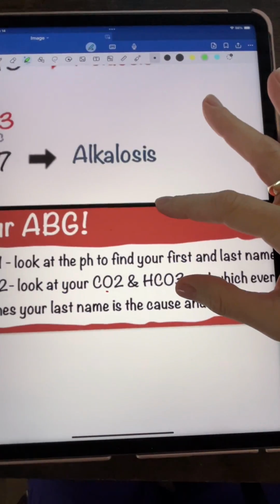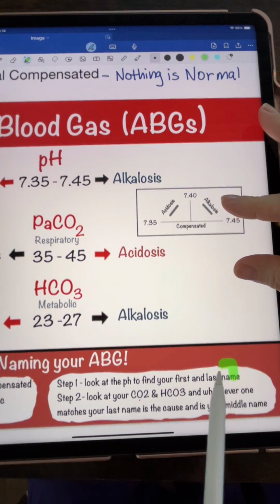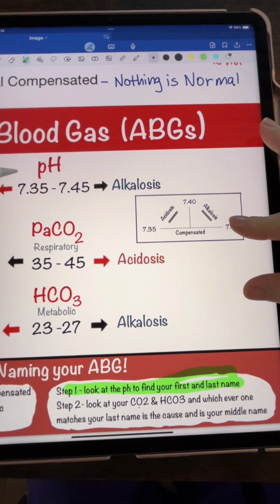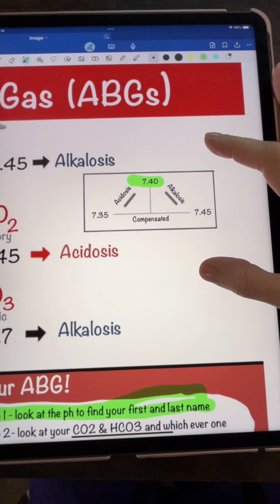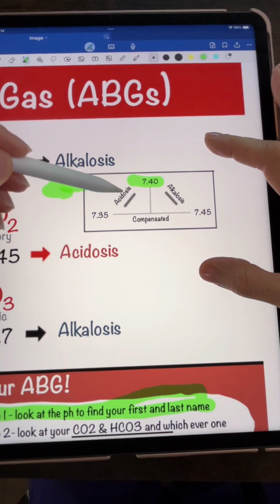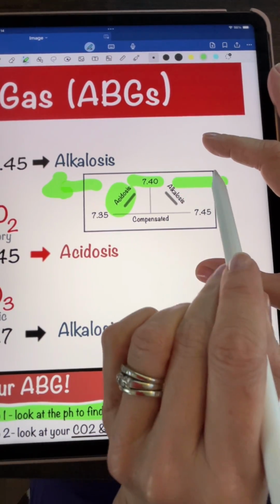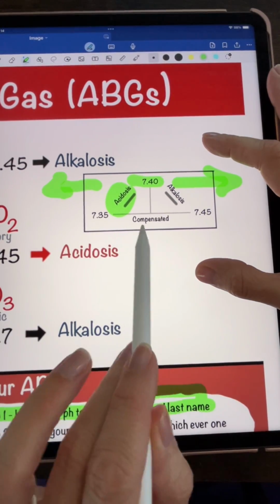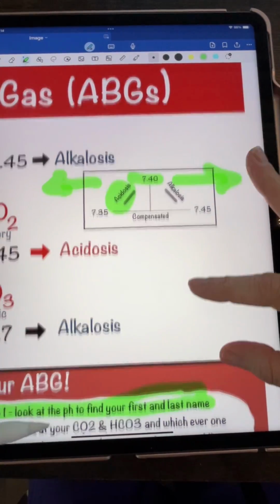So the first thing you're going to do is look at your pH. Down here, you're going to look at your pH, and you have to find out your first and your last name. So when you find your first and your last name, this is from the pH. Do you remember when in the first video we talked about the baseline being 7.40? So if you're going this way, if you're less than 7.40, you're in acidosis. So you're in an acidotic state. But if you are going this way and you are greater than 7.40, even though you may be in a compensated range, you're still going to be alkalotic. And that's going to tell you your first and your last name.